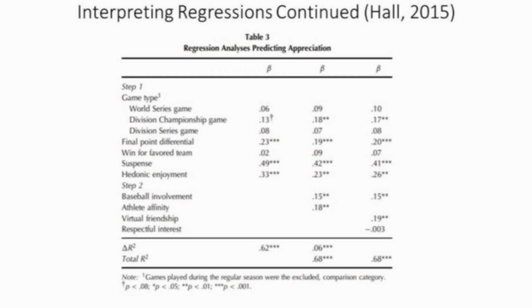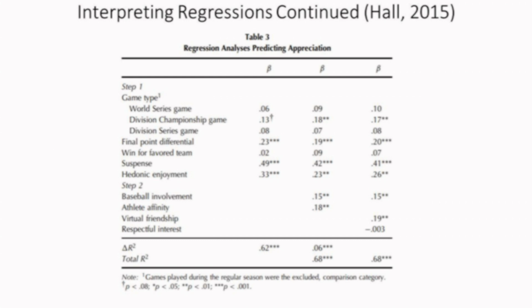I know this is a lot of information for all of you, but this will make sense to you over time. This is a regression analysis for predicting appreciation, but it is done in steps. So a step regression, because we just saw a regression, normally you test all of the variables at once. Here, this is a stepwise regression. In the first step, we have game type, final point differential, win for favored team, suspense, and hedonic enjoyment. You see that in the first column, right?